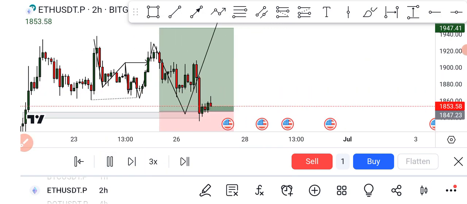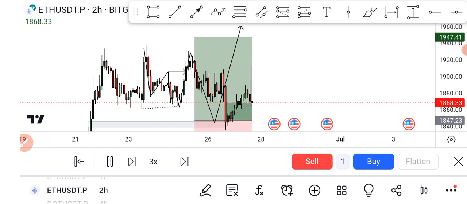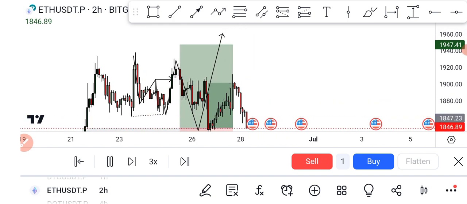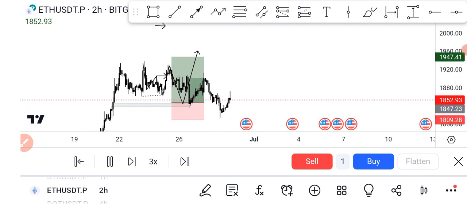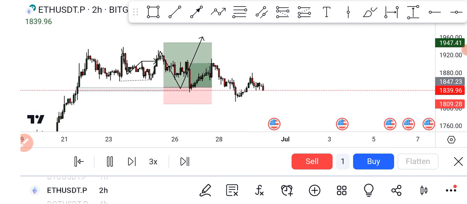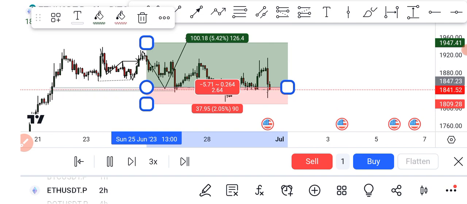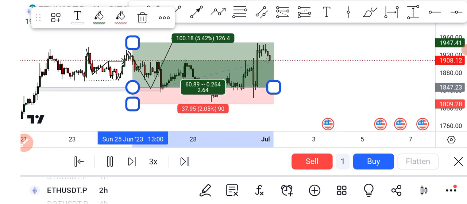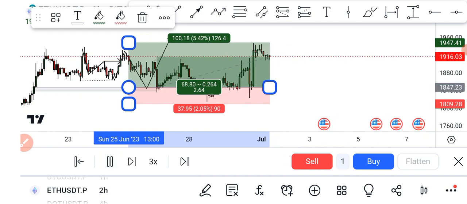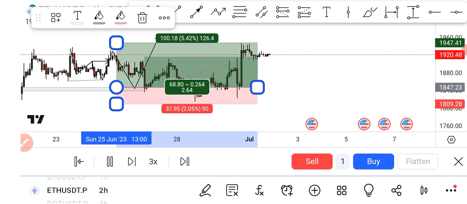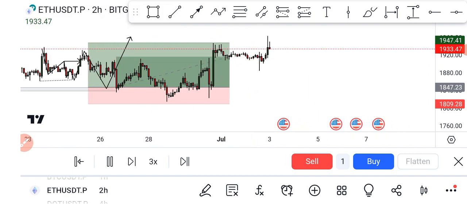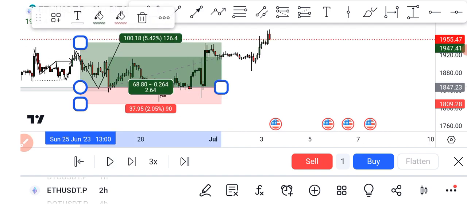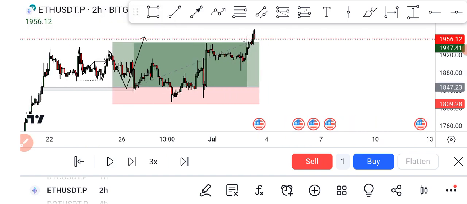Okay, you can see how it's playing out, right? Let's see. It's playing out. You can see. All right, perfect. Okay, I think this has already hit TP, right? But just for the sake of illustration, perfect. So you can see that we finally hit take profit.